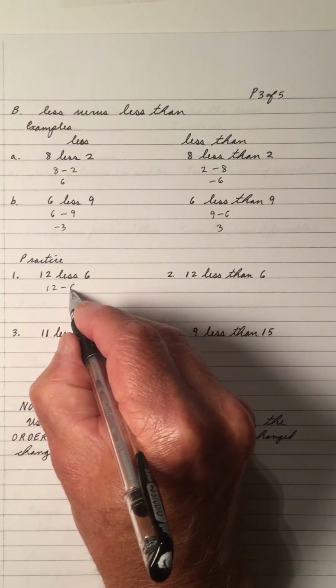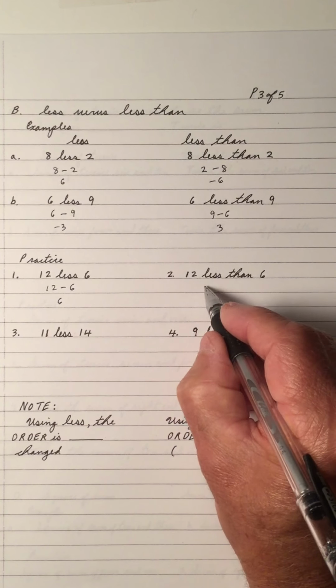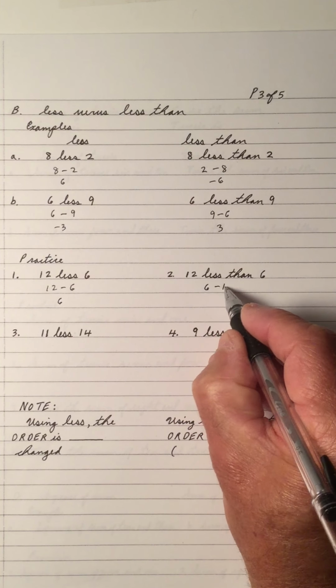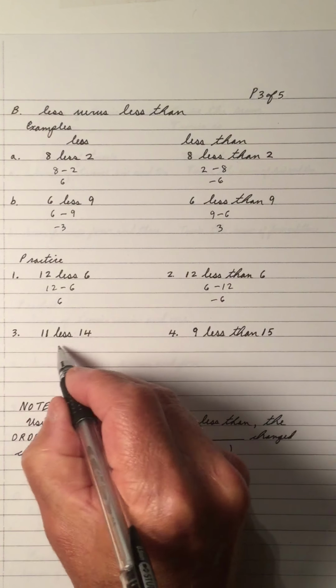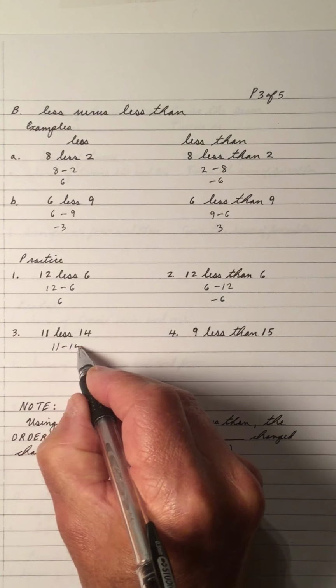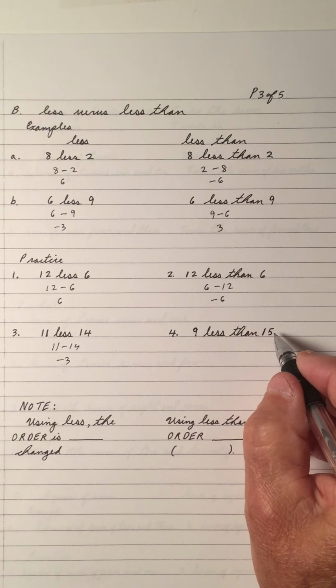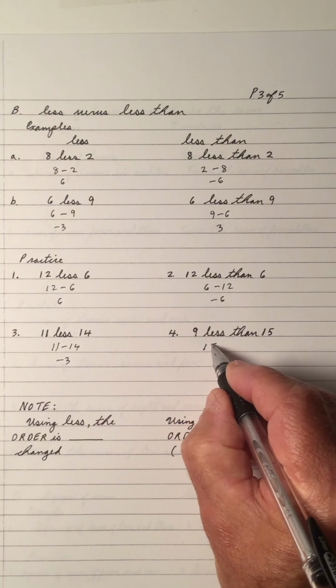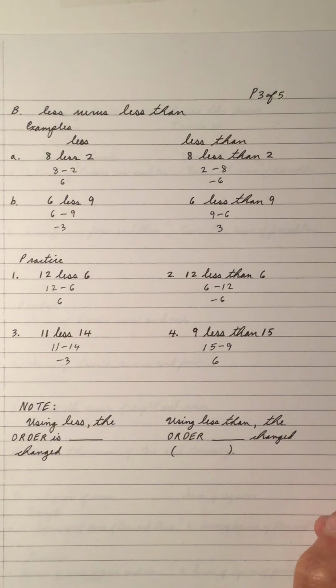12 less 6 is 6. 12 less than 6 is 6 minus 12, negative 6. 11 less 14, 11 subtract 14, negative 3. 9 less than 15 is 15 minus 9, which is 6.